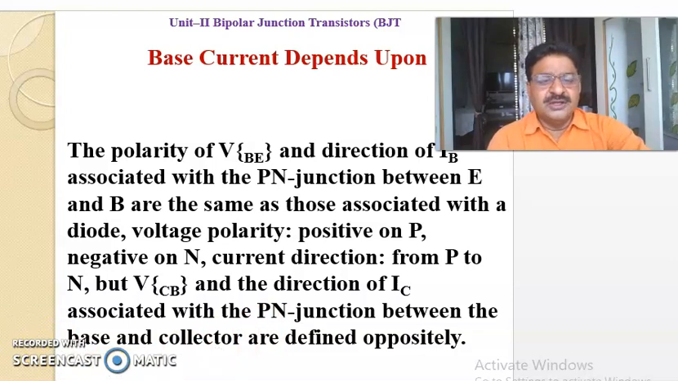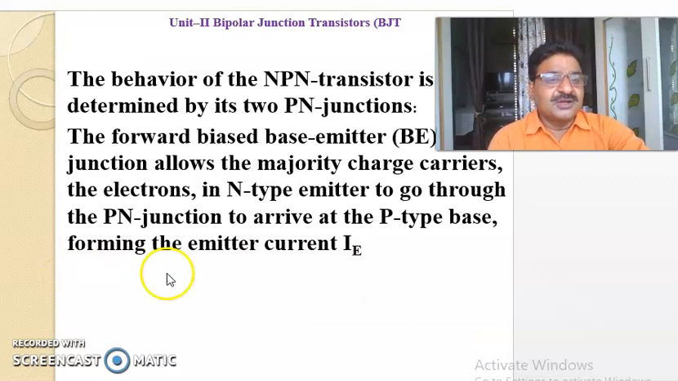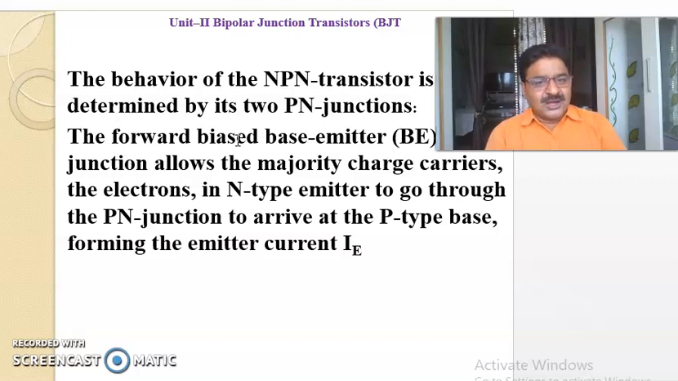Now we have seen IC and IB are oppositely directed. The polarity of VBE direction we have seen, and in the same way the direction of collector current we have seen. I will show you in the figure also. At present, remember that IB and IC, base current and collector current, are oppositely directed. The behavior of an NPN transistor is determined by its two PN junctions. You know every transistor has two PN junctions. So with the help of these two PN junctions, one can determine the behavior of the NPN transistor.